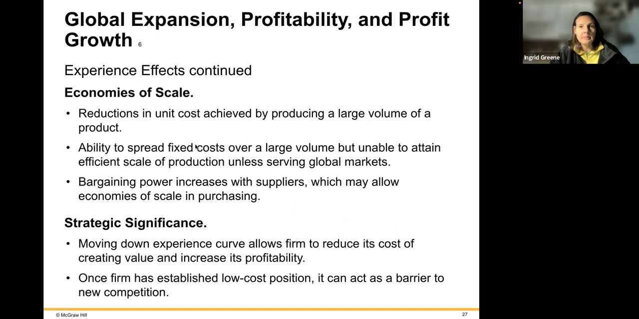Let's now talk about economies of scale. So again, a key term for this course or for anything in business school, we're talking about reductions in the unit cost by producing a large volume of product, the ability to spread fixed costs, right? So you pay for your rent, that's your fixed cost, or your mortgage on the building, over a large volume. A firm may be unable to attain efficient scale production unless serving global markets.